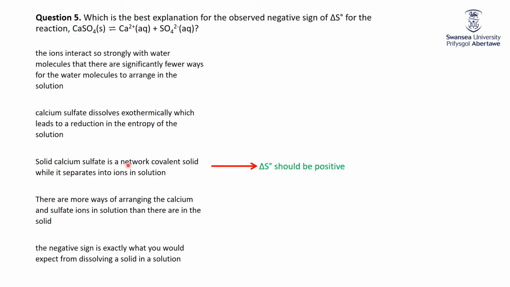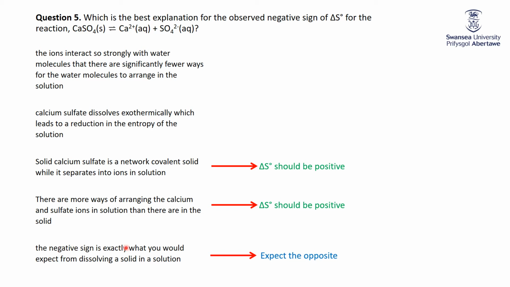Solid calcium sulfate is a network covalent solid, separates into ions in solution. If that was the reason for what we're looking at, delta S would be positive, not negative. So this isn't the reason that it's negative, because this would imply it's positive. Same thing for this one. More ways of arranging calcium and sulfate in solution than there are in the solid. So therefore, if that were the case, delta S would be positive. Thus, it is not an explanation of why it is negative.